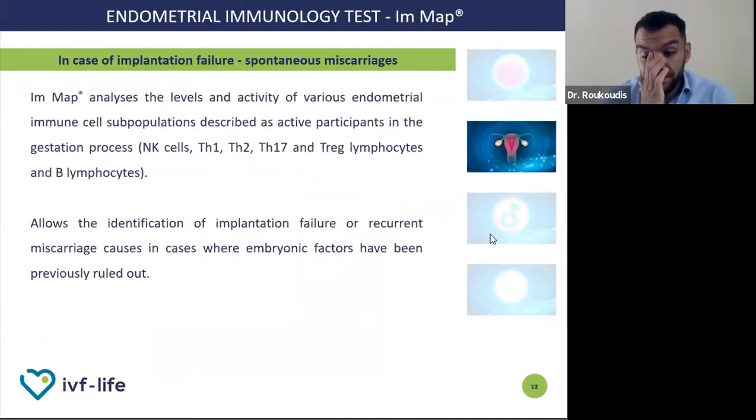Next, the EMAP test. Pregnancy is an exceptional process in which the woman's immune system is not only able to adapt its functions to tolerate the development of the embryo, but also participates actively in the implantation and the evolution of a pregnancy.